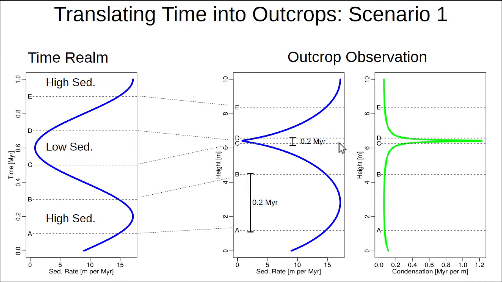Looking at this from a condensation perspective, we see that the time intervals that are deposited with a very low sedimentation rate are highly condensed, whereas everything else is strongly diluted. So everything that is deposited with a high sedimentation rate is diluted. Everything that is deposited with a low sedimentation rate is condensed.